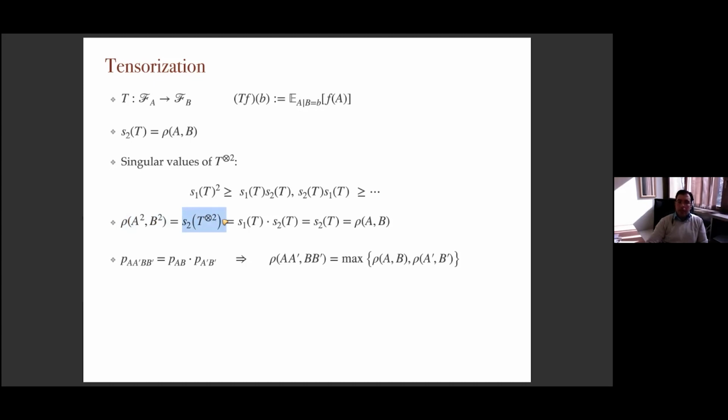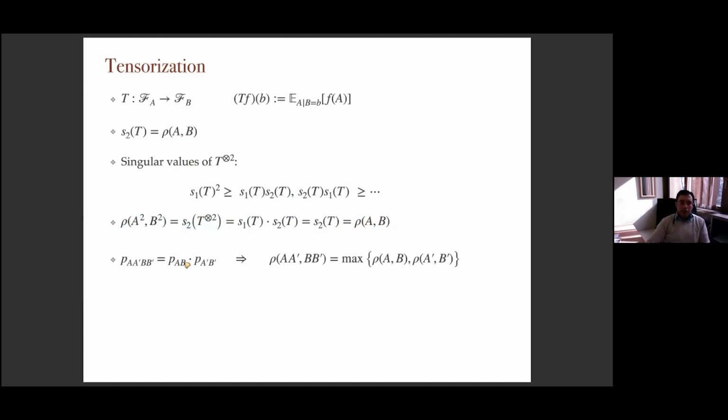tensor T. And I just computed the second singular value of T tensor T. This is S1 of T times S2 of T. But remember, S1 of T was 1. So this is S2 of T. And S2 of T is just the maximum correlation between A and B. That's why we get this tensorization property. If I compute the maximum correlation for two copies of A and B, I get the same number as I computed on the single one.